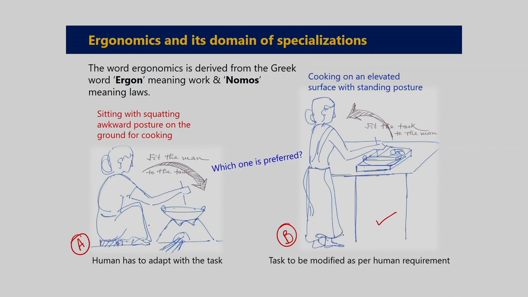But on the other hand, if you look at scenario A, in this case what is happening? We are forcing the human being to be fitted with the task. The task is on the ground and we are forcing the human being, yes, you have to be fitted with this task. So, that is not the motto of ergonomics, that is not the goal of ergonomics. In ergonomics, always we have to try how we can redesign the task, redesign the product, redesign the work exercise, or in other words, how we can design the whole system so that it is compatible, it is comfortable for the human being, and we can improve the performance and efficiency. So, from ergonomics consideration, this is the preferable scenario.